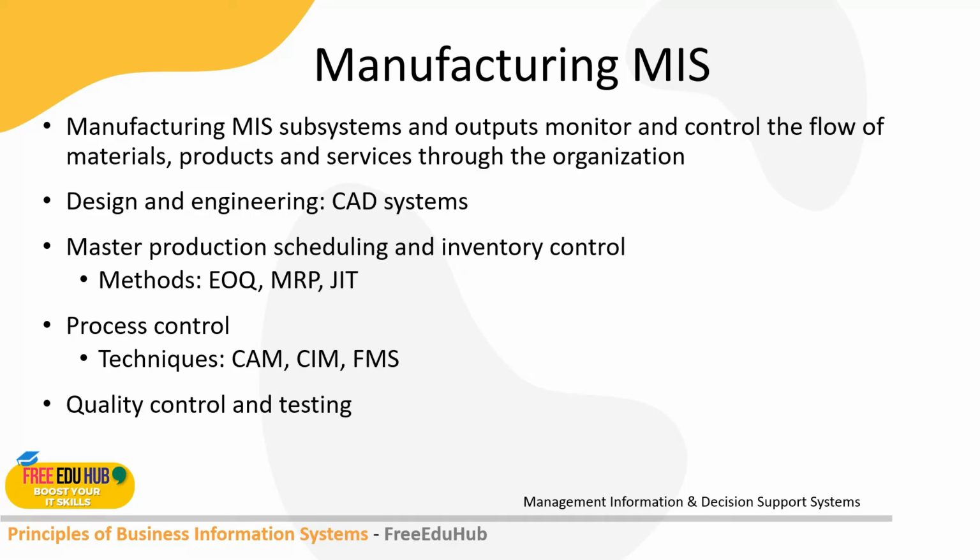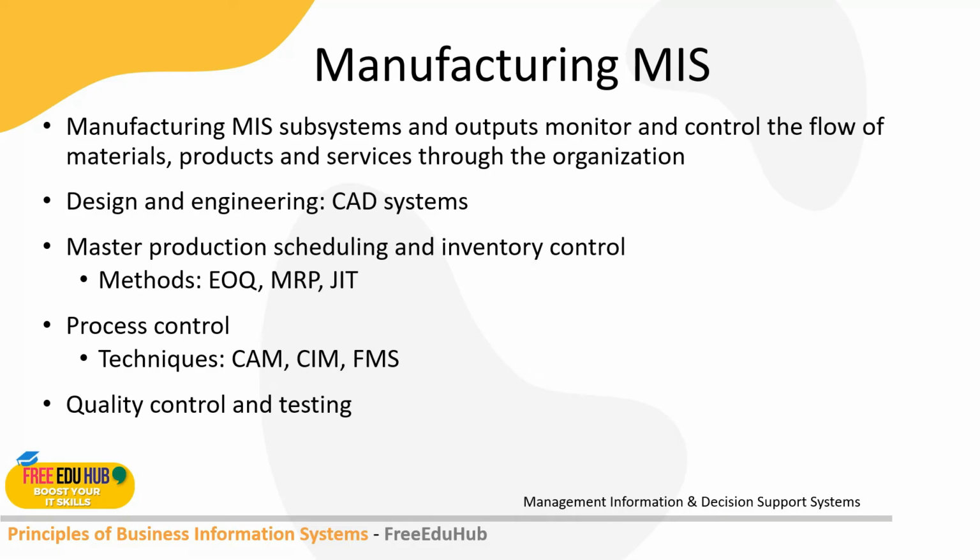Then we have MRP. MRP is material requirement planning. It's a set of inventory control techniques that help coordinate thousands of inventory items when the demand for one item is dependent on the demand for the other. And finally, we have JIT, which is just in time. It's a philosophy of inventory management in which the inventory and the materials are delivered just before they are used in manufacturing the product.